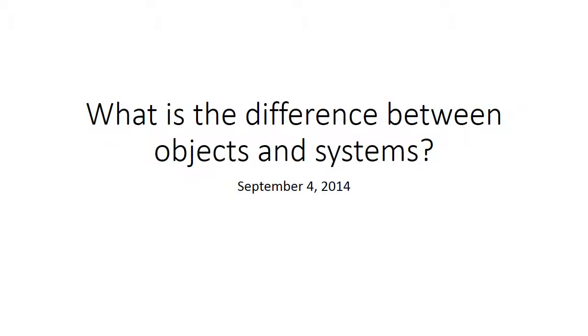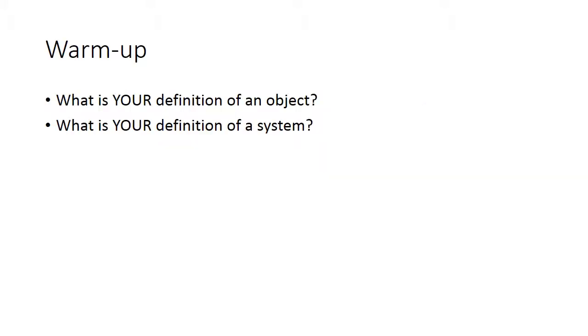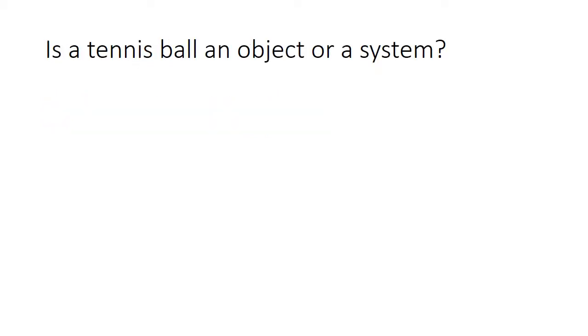What is the difference between objects and systems? For your warm-up, you wrote your definition of an object and your definition of a system. Then we talked about whether in physics we could call a tennis ball an object or a system. Most of you started out by saying it was an object, but then we looked at it a little bit more closely. And we decided that sometimes we would have to look at a tennis ball as a system, and frequently we'd have to look at it as part of a system.